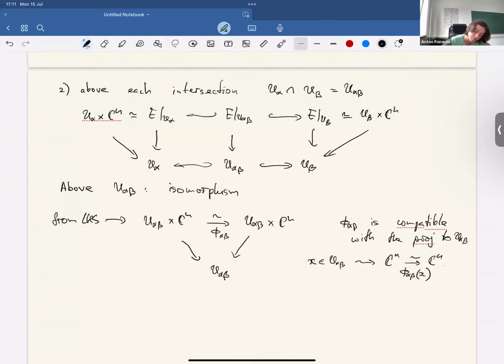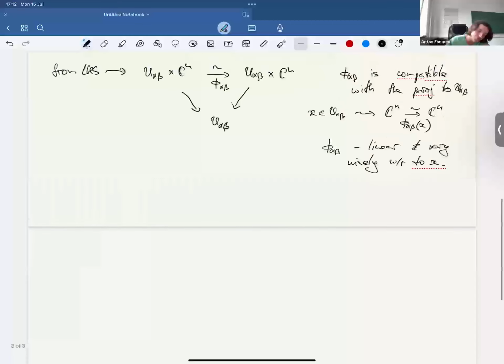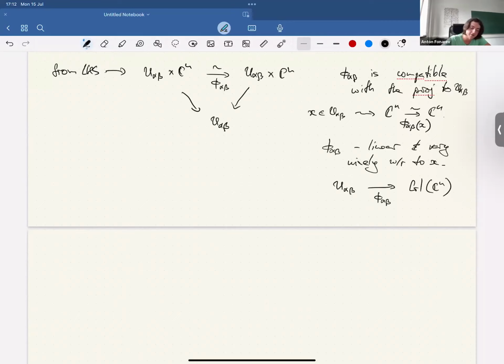This could be arbitrary, but what we want is for this phi alpha beta to be linear and very nicely behaved with respect to x. And this is where you can ask yourself what kind of geometry you want to do. So what you get is a map from U alpha beta, this is the map phi alpha beta, to, if you want it to be linear and very nice, the general linear group of Cn, isomorphisms of Cn with itself, and linear.